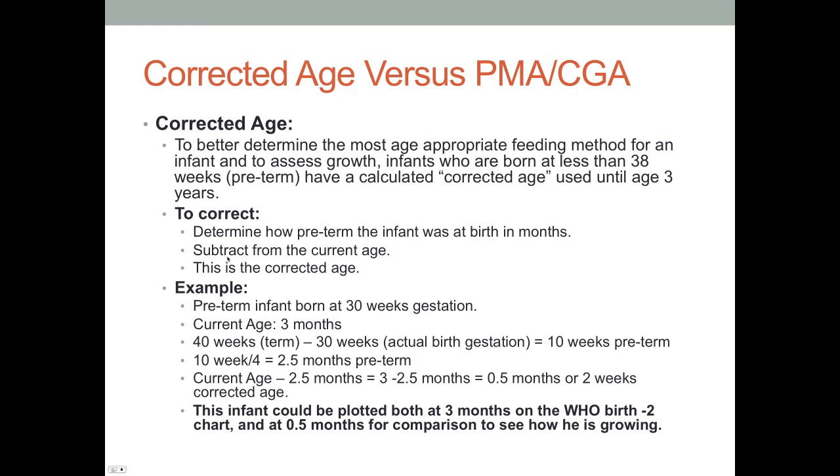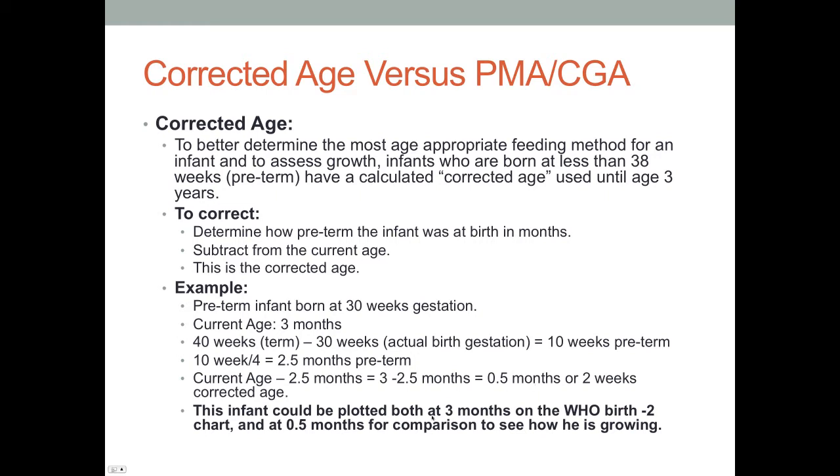So an example is the preterm infant born at 30 weeks gestation, their current age, 3 months. And so we go back, and if we say that 40 weeks is term minus 30 weeks, they were 10 weeks preterm, we want to convert that to months, so we divide by 4 weeks in a month. We say they're 2.5 months preterm, and so their current age of 3 months minus 2.5 months means they're about a half a month or 2 weeks corrected age.